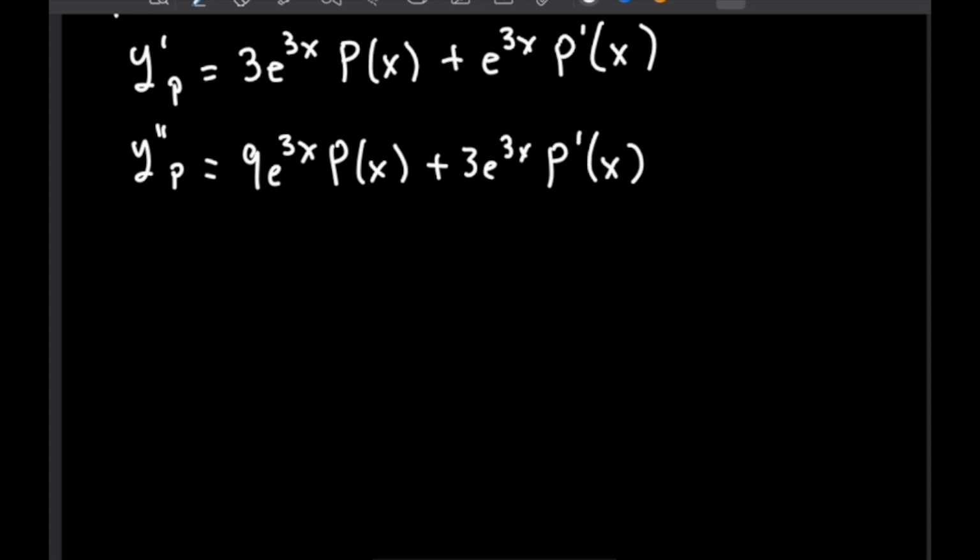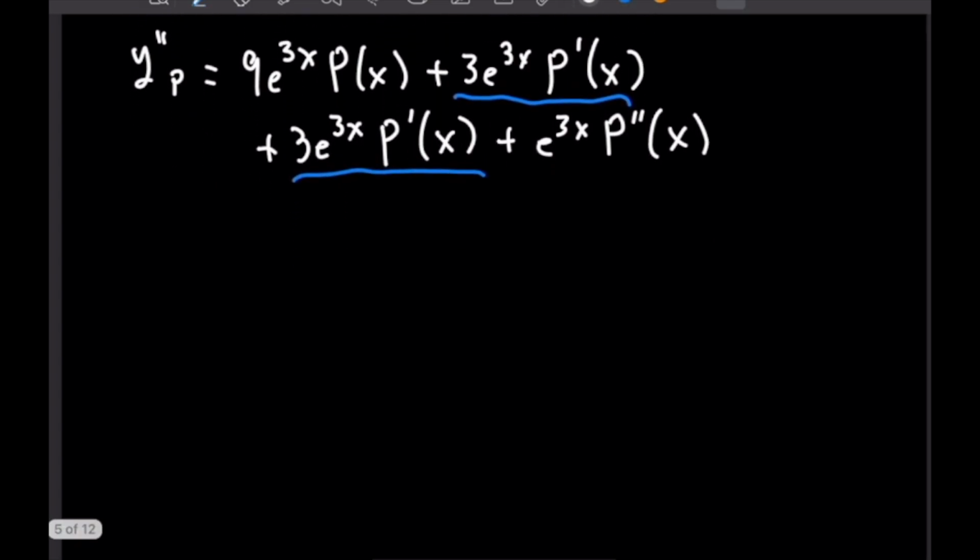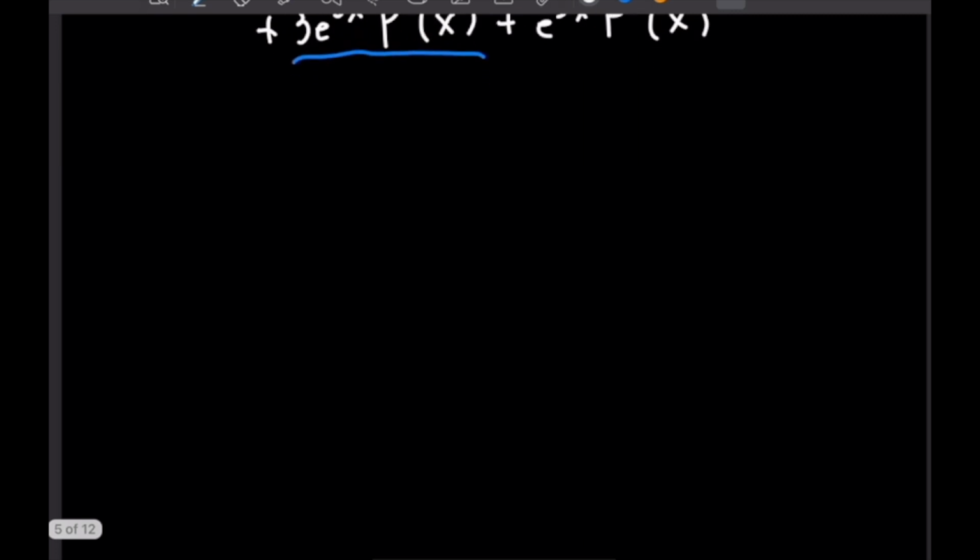And then we'll do our second term there, so we'll have plus 3e to the 3x times p prime of x plus e to the 3x times p double prime of x. So we can see that these terms here I'm underlining in blue will actually combine. So let's go ahead and make these substitutions for our y's into our original differential equation.